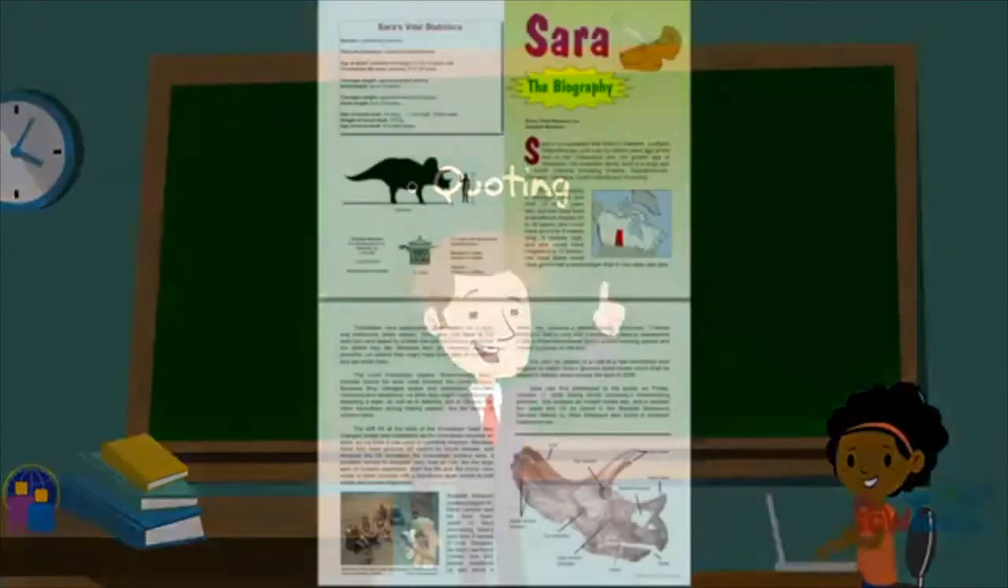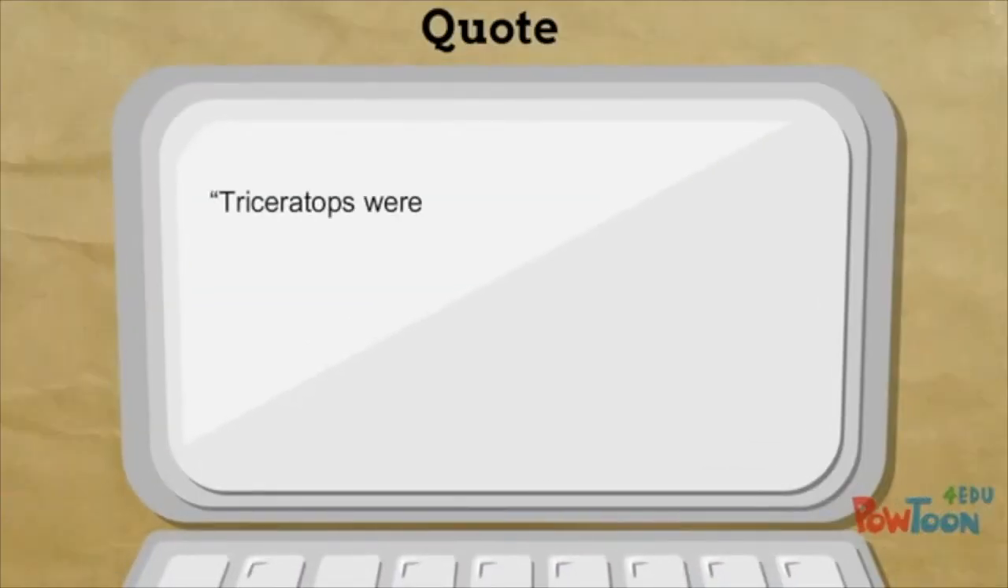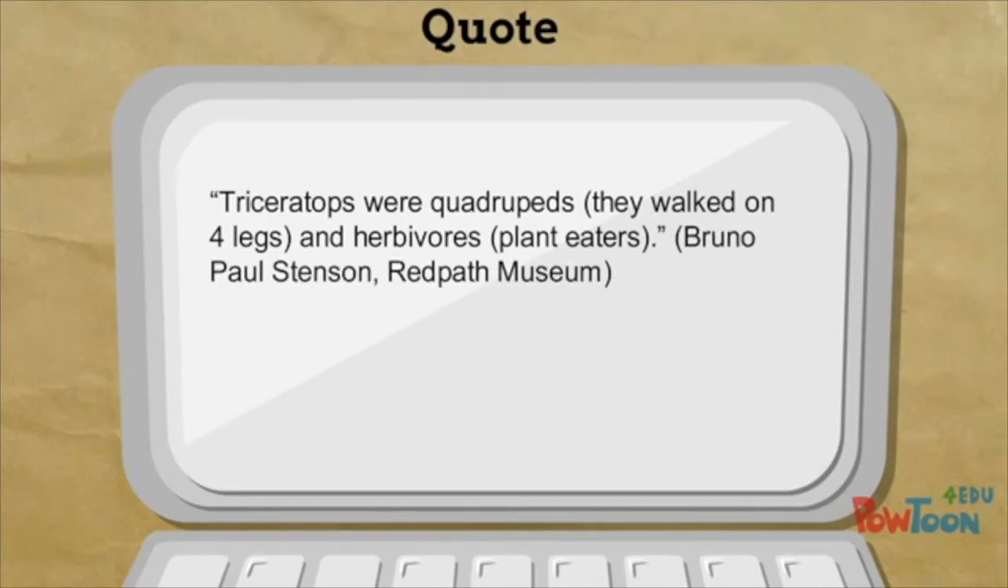For example, if we quoted, Triceratops were quadrupeds, they walked on four legs, and herbivores, plant eaters, from this document, it would look like this. Because we're taking someone else's exact words, we have to say where we got the words from. This is called citing. For example, here we would add in parenthesis, Bruno Paul Stenson, Redpath Museum. If we don't do this, then we are plagiarizing.